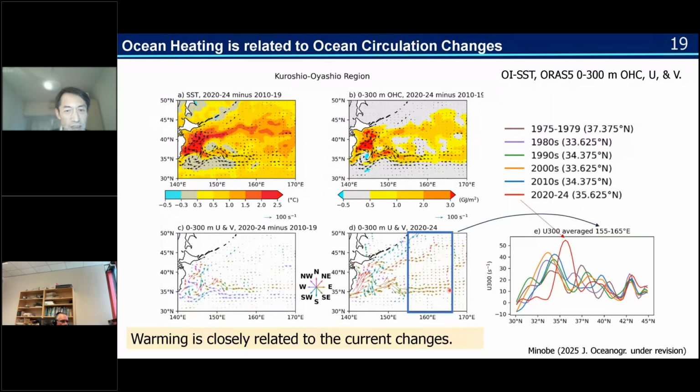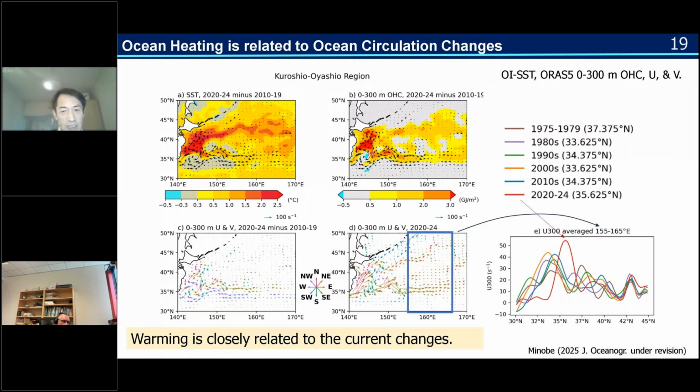And in order to understand how the Kuroshio extension varies, I also calculated the epoch averages in this region. And the recent Kuroshio extension is this red one, and it exhibits a northward shift. So such changes are closely associated with SST and ocean heat content anomalies.